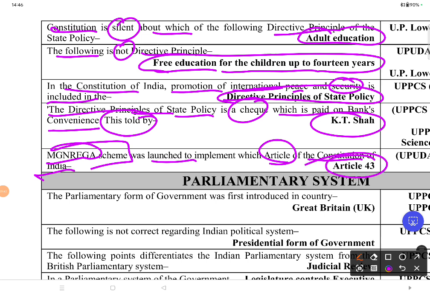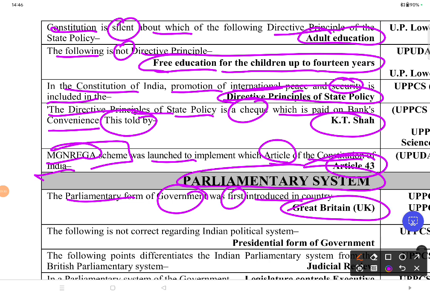Move on to the next chapter, that is parliamentary system. The parliamentary form of government was first introduced in Great Britain, UK. The following is not correct regarding the Indian political system: presidential form of government.